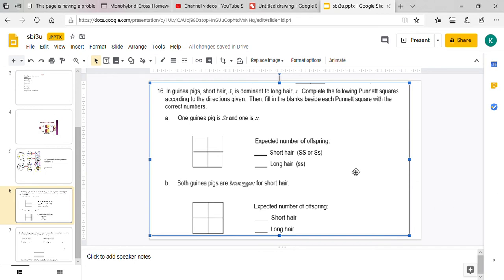Hey, let me just take you through a couple, maybe one, and then let's see how it goes, and then I might take you through a couple of genetics word problems using Punnett squares.